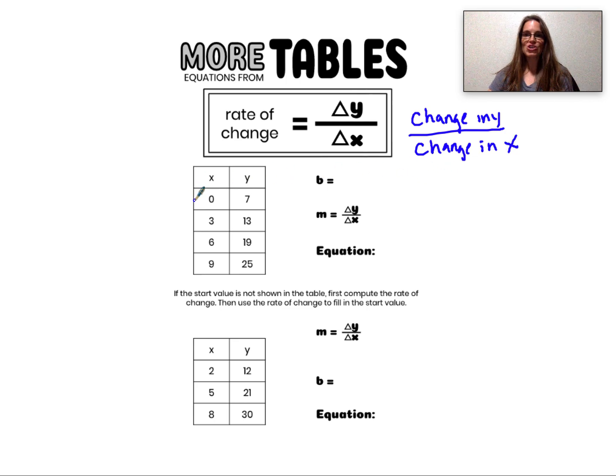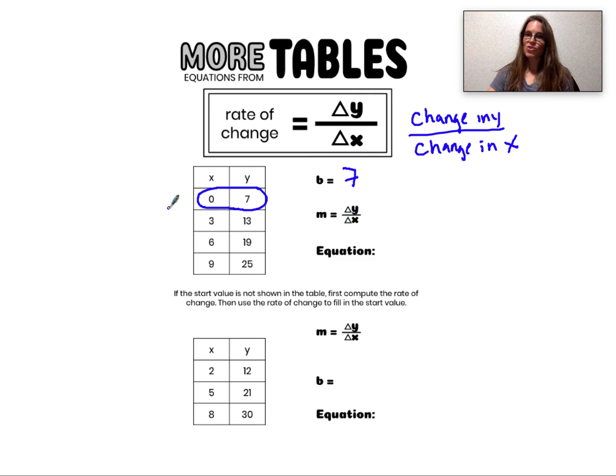Let's look at this first table. Now the start value is still easy to find in this first table. The start value is the value of y when x is 0. The start value is just 7. To find the rate of change, I have to use this formula because x isn't just going up by 1. I need to find the change in y and divide it by the change in x.